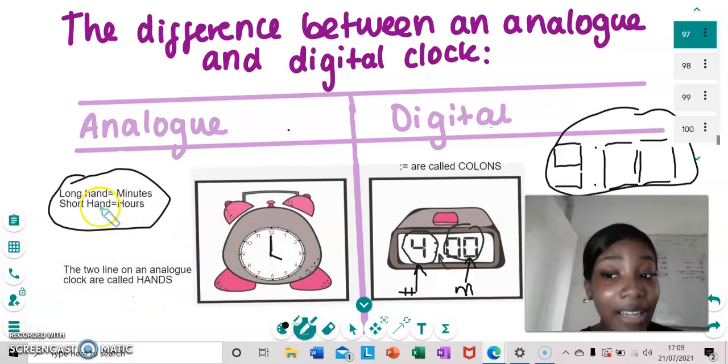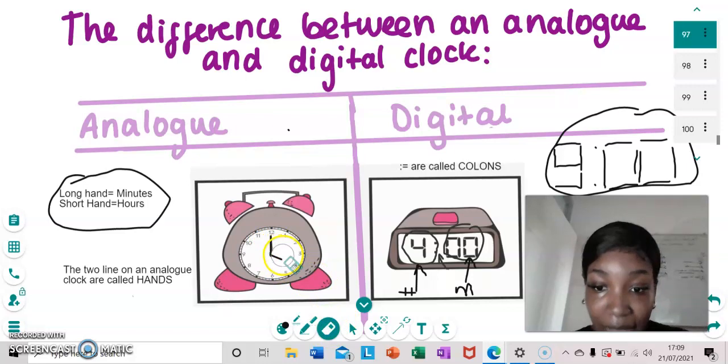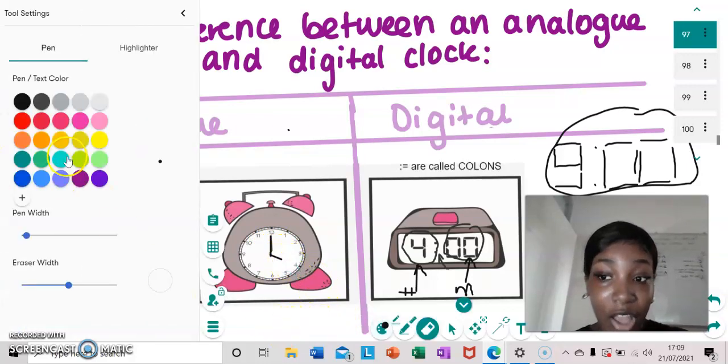So the short hand represents the hours, so it's 4 hours, so it's 4, and then the long hand represents the minutes, okay? When it points to the 12, that represents that it's 4 o'clock. Anytime the long hand is on the 12, it means it's that number of the short hand o'clock. So for example, let's say the time was maybe 3 o'clock, okay, this is what it would look like.